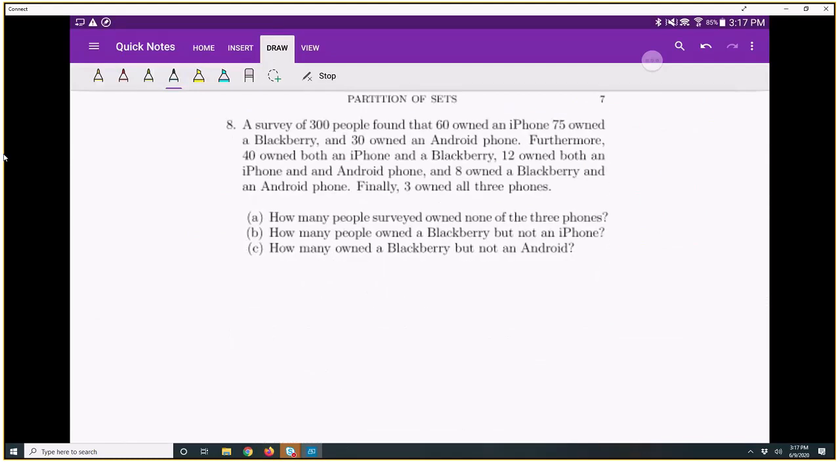Okay, here's another example of that type. A survey of 300 people found that 60 owned an iPhone. So I'm going to say, let's let capital I be iPhone owners. Then 75 own a BlackBerry.